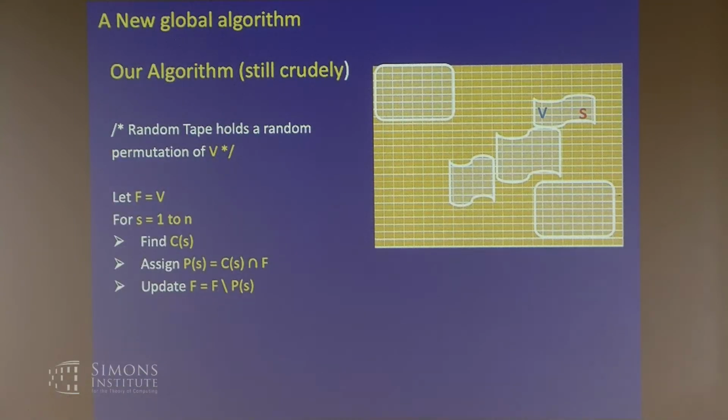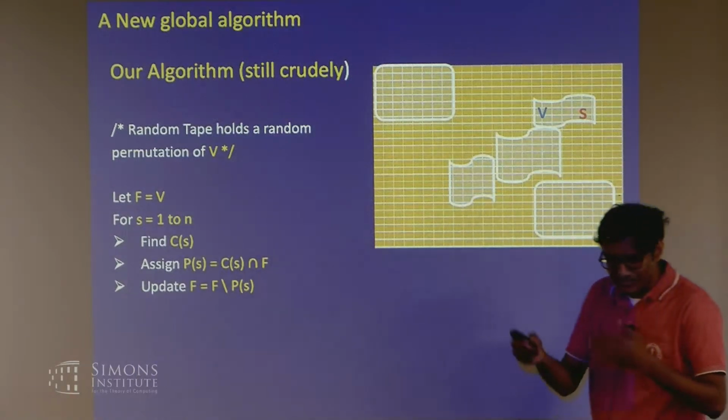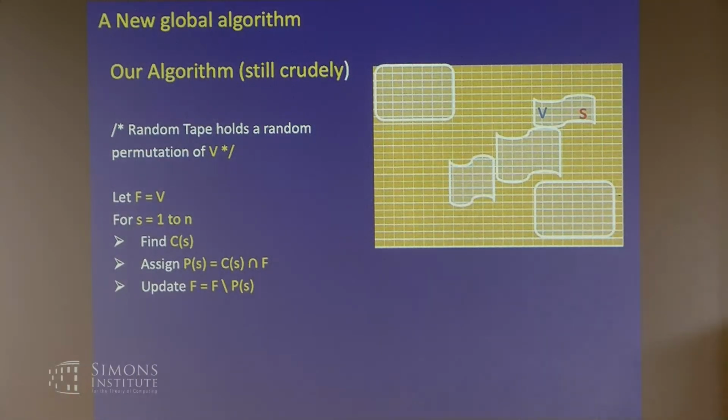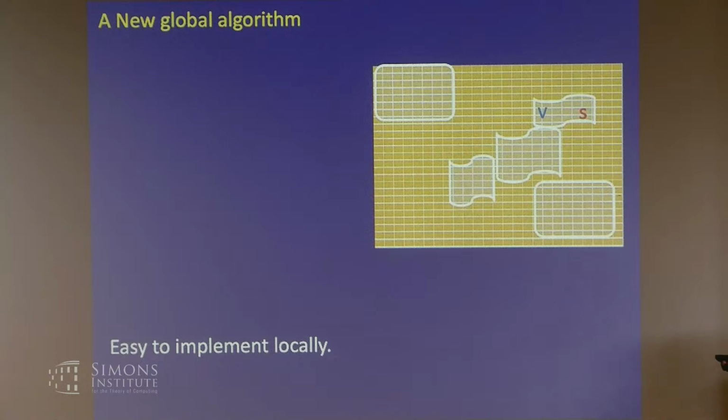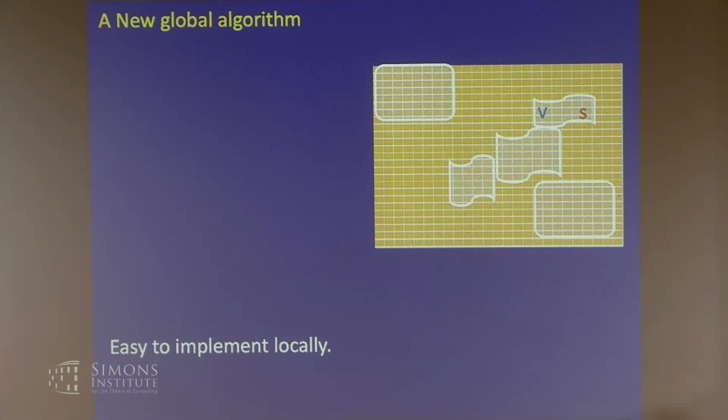So this is the modified global algorithm. You start off by calling every single vertex free, and you perform diffusions from every single vertex. You find the set C of S from your start vertex. The freshly found piece is this C of S intersection F, and you just update the free set. That's the global algorithm you use. And this global algorithm has a corresponding local implementation that's easy enough. But there is still a danger. I hope this part is clear, that this global algorithm is easy to implement locally.